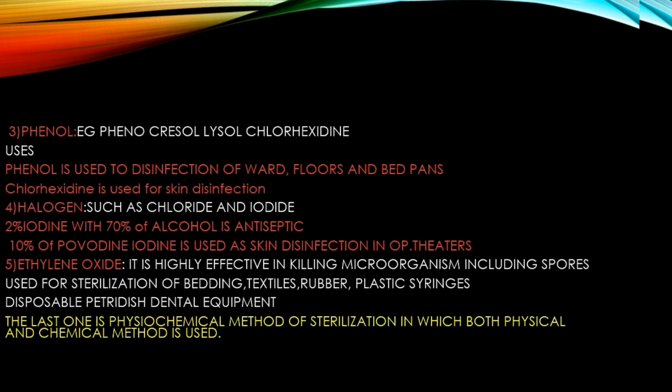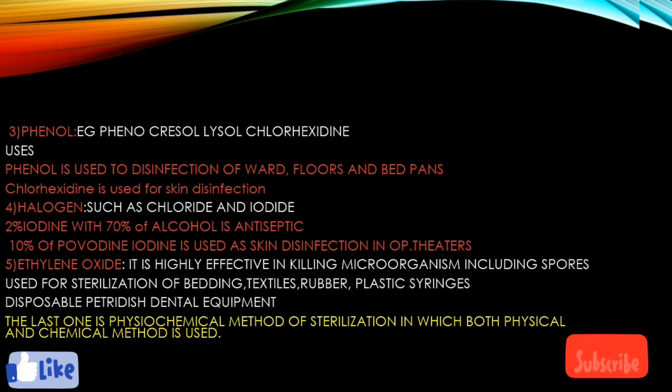The next type of chemical compound is phenol. The examples are phenol, cresol, lysol, chlorhexidine, and the uses of them are: phenol is used for disinfection of ward, floor, bed pans, while chlorhexidine is used for skin disinfection. Also, it is most widely used in mouthwash.